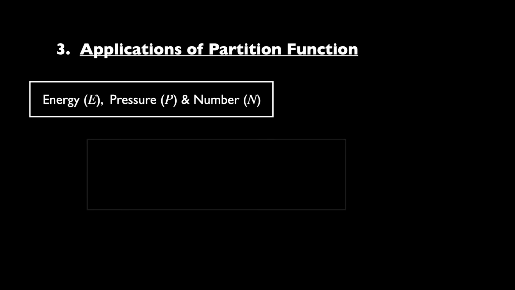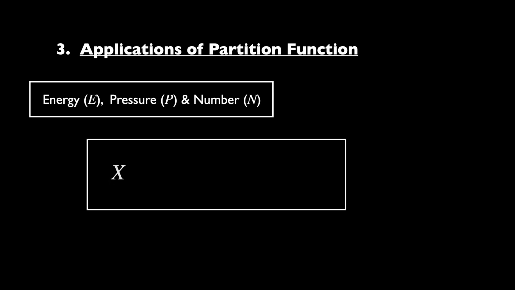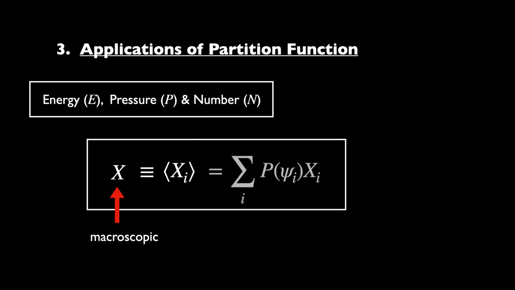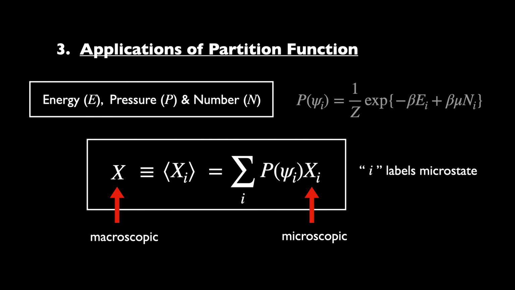For example, if we want to calculate X, a macroscopic variable that is expressed as an average denoted by ⟨X⟩, the average is defined by summing over i, p(ψi) times Xi, where the ψi's are the microstates of the statistical ensemble. Xi is the variable X evaluated on ψi. The probability p is given by the appropriate Boltzmann distribution.